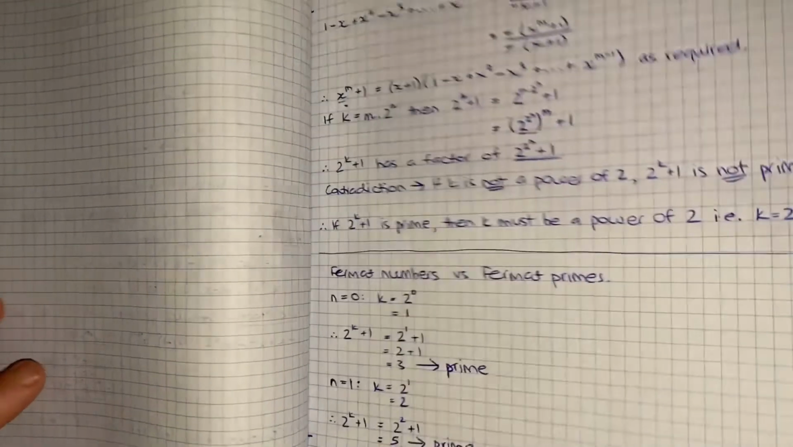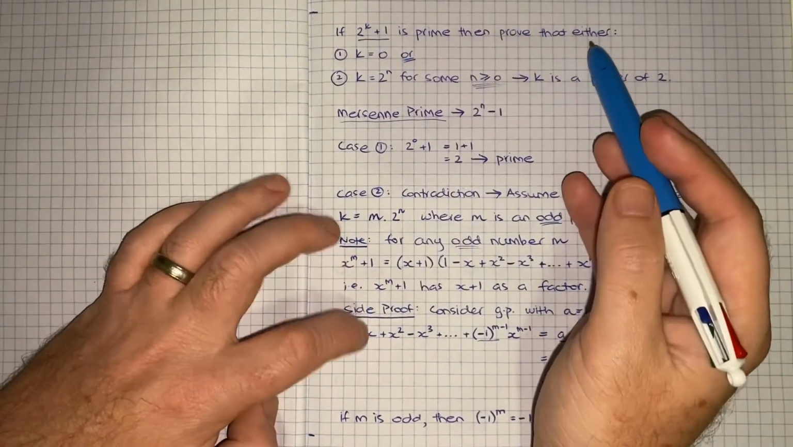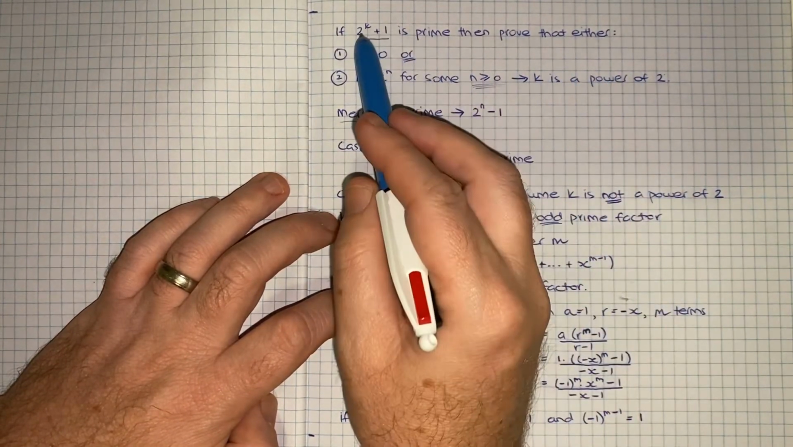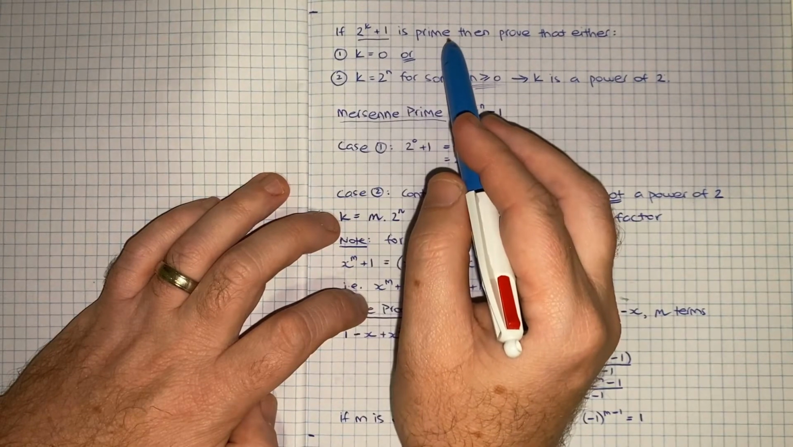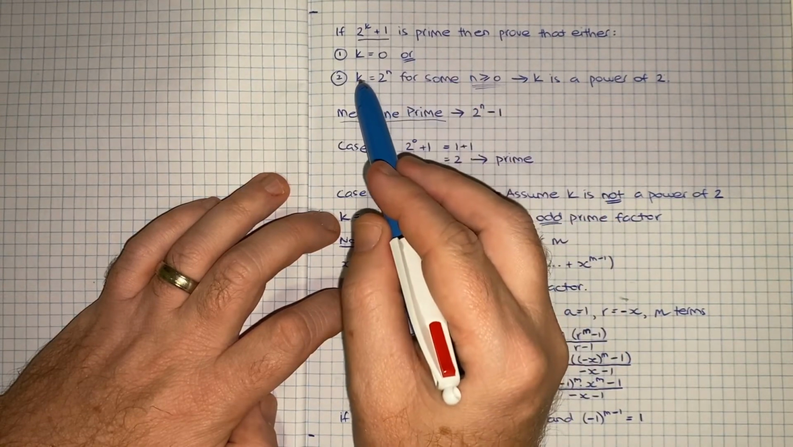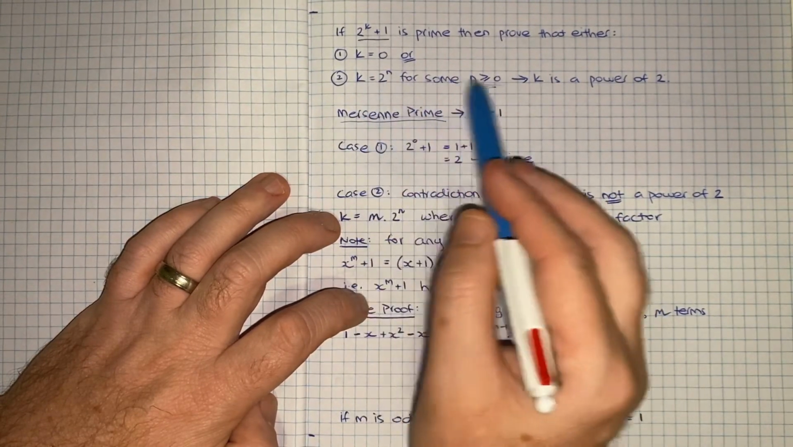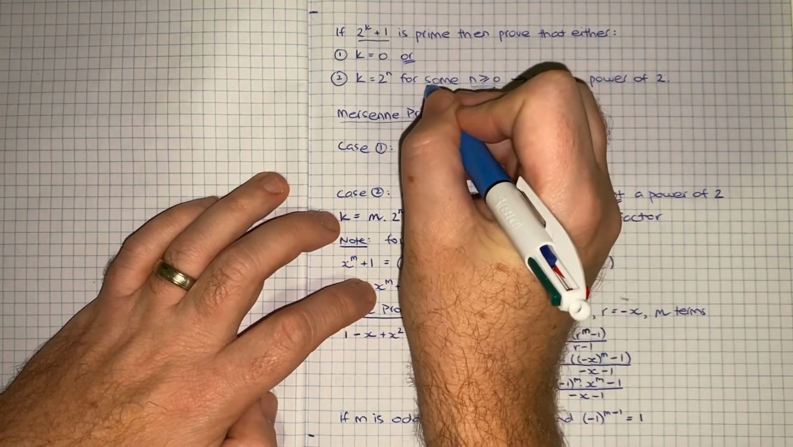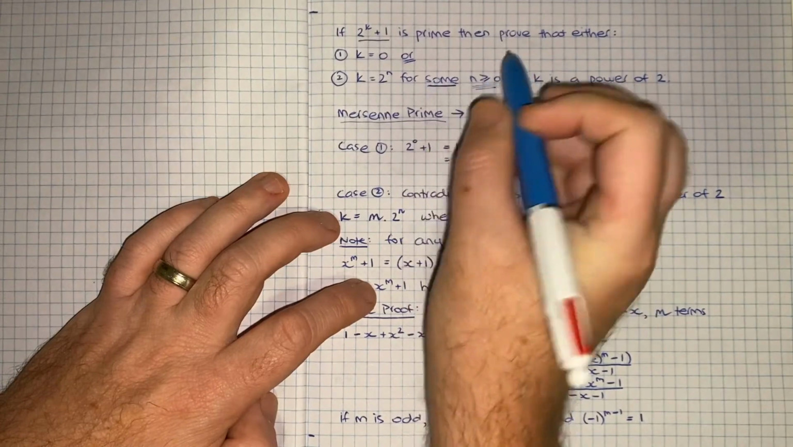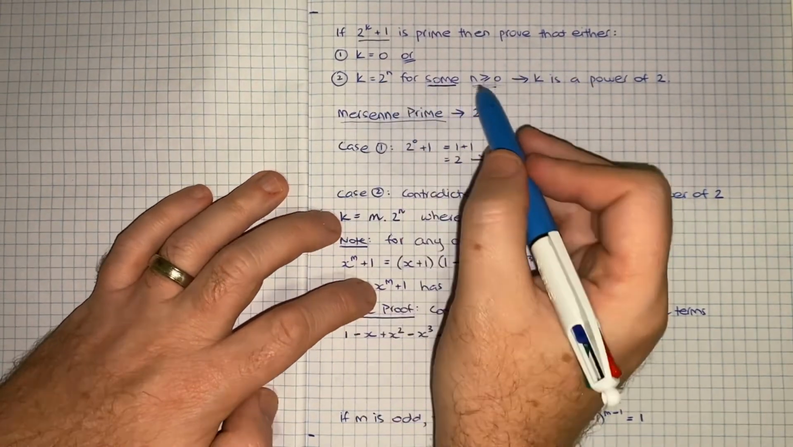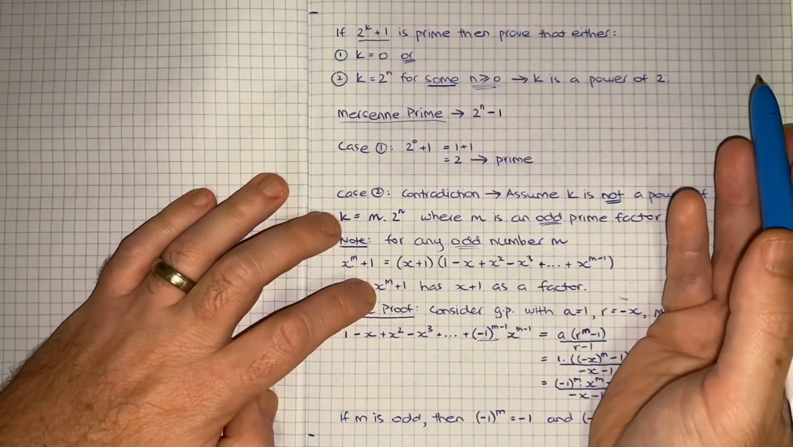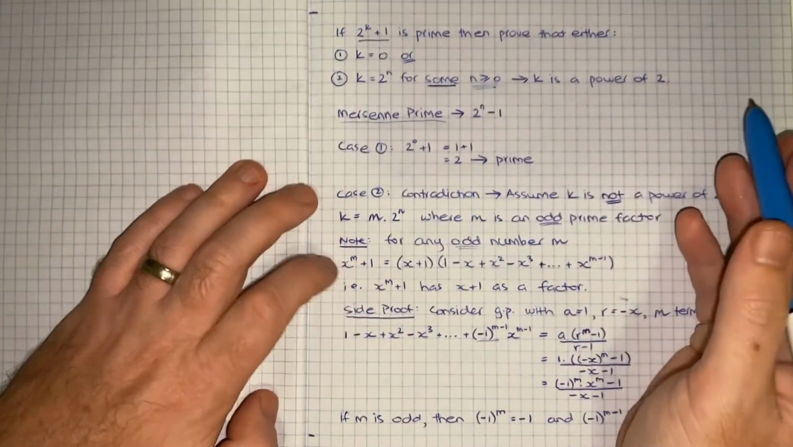Because the temptation might be to say, well, what this is saying is that if 2 to the k plus 1 is prime, then k will be equal to 2 to the power of n for all n. Whereas you need to be very careful with the language. It's only saying for some n it will be in this format. So there are many, many values of n for which 2 to the k plus 1 is not prime, as Euler demonstrated.